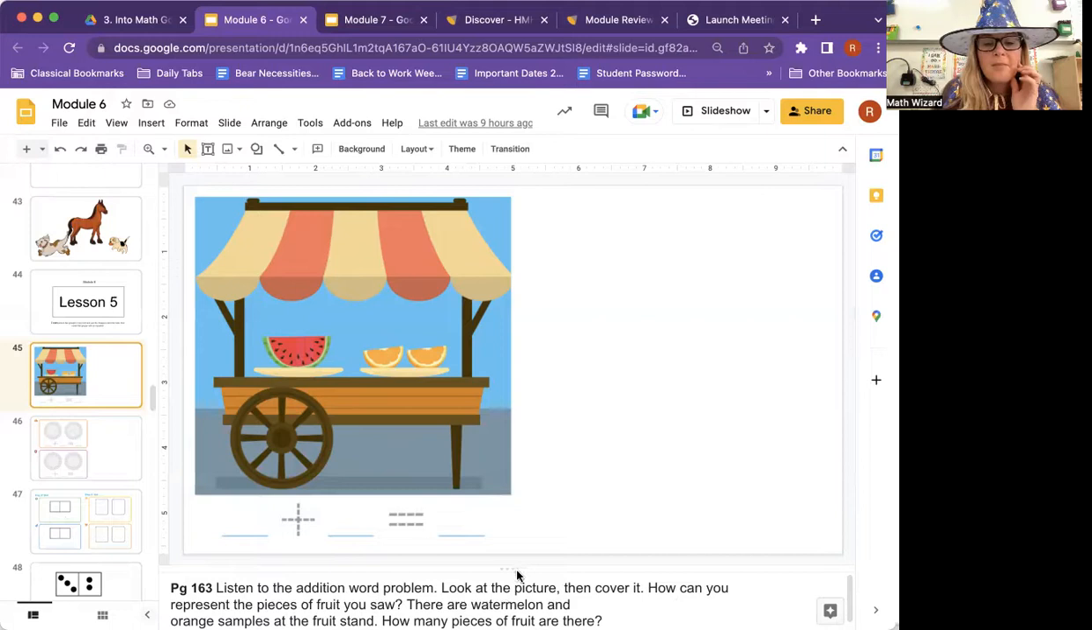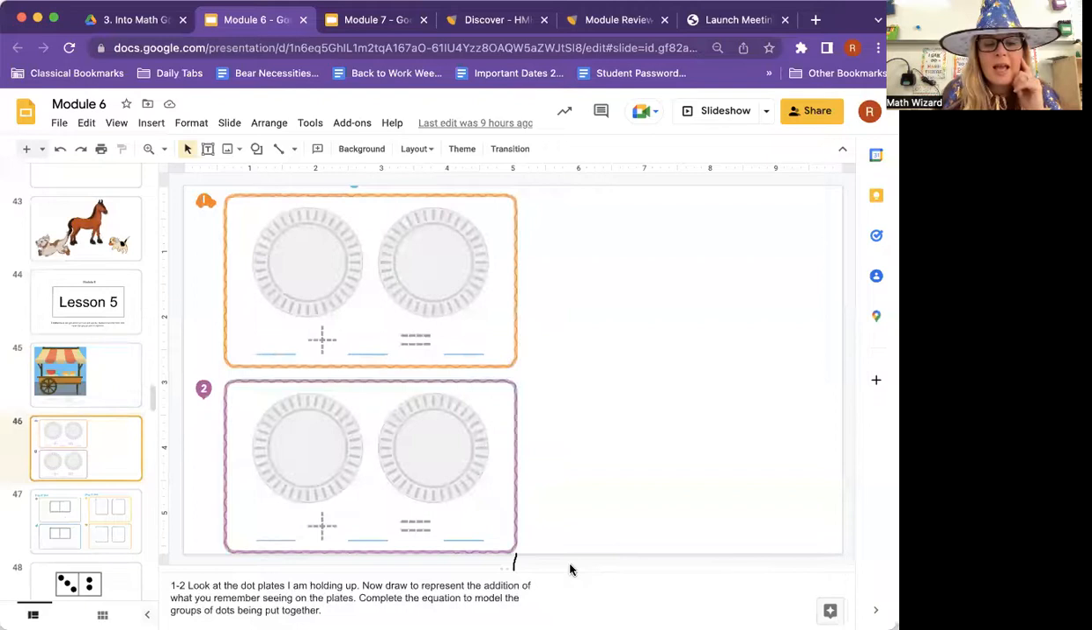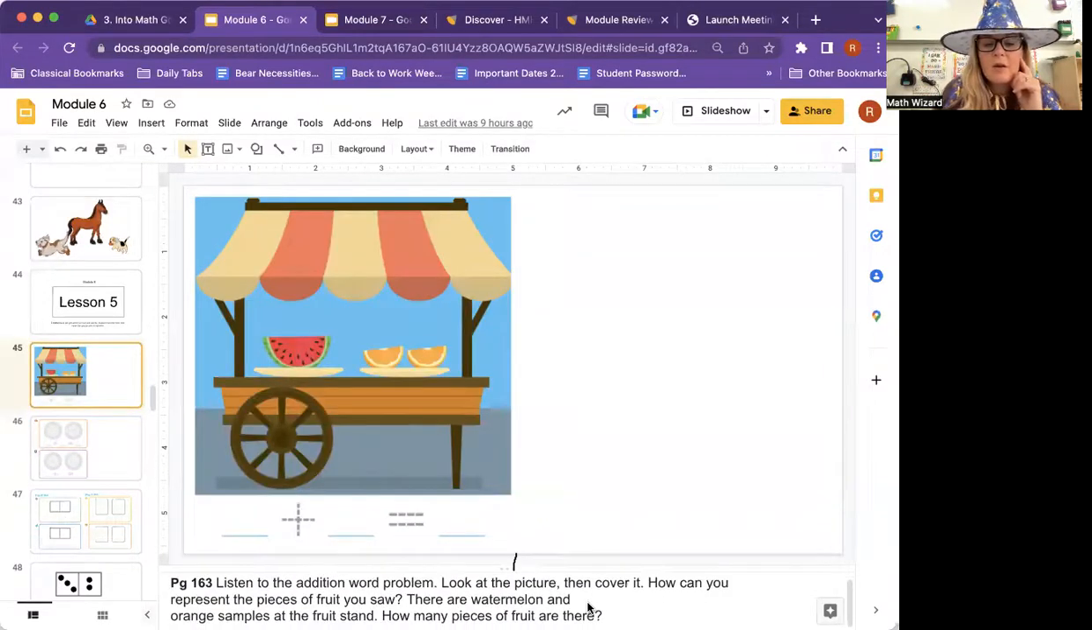There are watermelon and orange samples at the fruit stand. How many pieces of fruit are there? So what you're going to do is cover the picture. Now, I'm on the computer here. I can't cover the picture, but I can go like this. Now it's covered, right? Can you close your eyes and picture that? There was some watermelon and some orange slices. Can you picture in your head what it was?